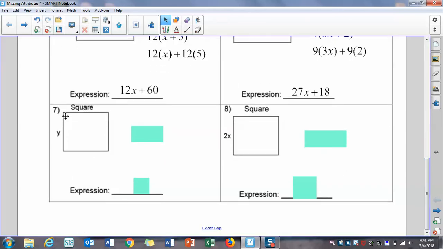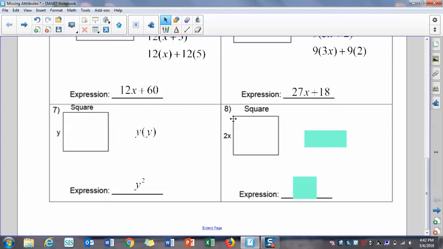Knowing that this is a square, I know, because they told us it's a square, okay, that if the length is y, the width is also y. So y times y. And a better way to write that would just simply be y squared.